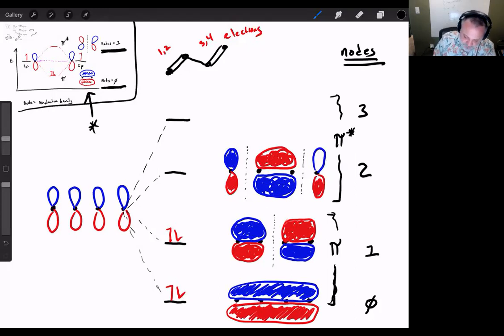And I have a special name for this orbital. This one is the HOMO, the highest occupied molecular orbital. The HOMO is the highest occupied molecular orbital. That means I've got a name for this one. Oh, and it's not LOMO, it's LUMO. I spelled it wrong. Let me go back. It's LUMO.